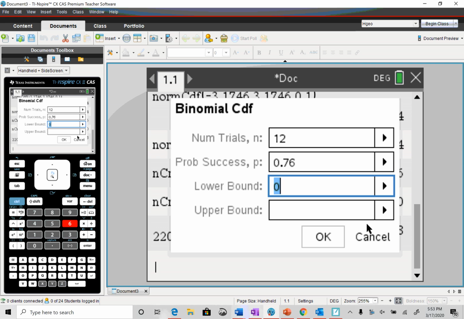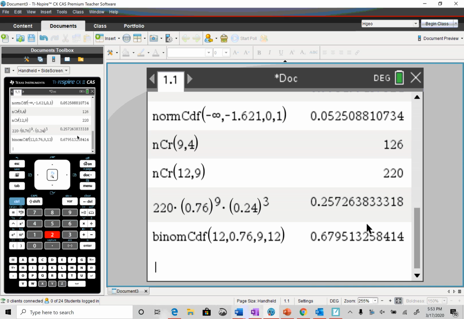We want to know the probability that at least 9, so 9's the lower bound. At least 9 of them means somewhere between and including 9, 10, 11, and 12. So 9's the lower bound, 12's the upper. And look at that. In less than a heartbeat, and again, we'll round that off to say about 0.68.